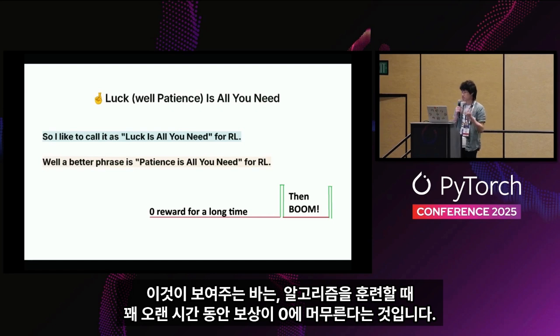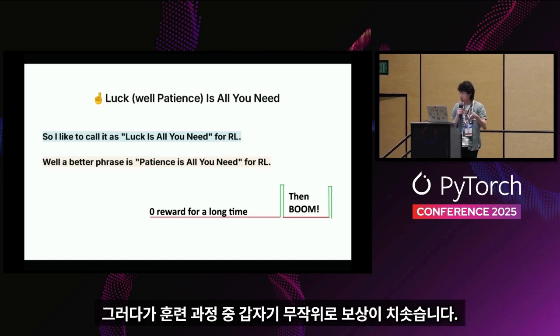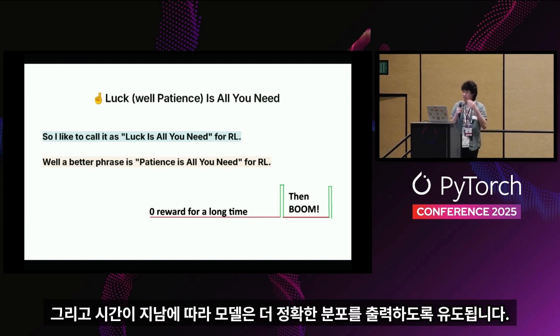What this shows is that over time when you train the algorithm, the reward will stay at 0 for a very long time, right? So 0, 0, 0, 0, 0. And then suddenly during the training process, the reward randomly spikes up. It's a very interesting phenomenon during the sampling process of RL that the reward just goes up. And then, boom, you get the reward.